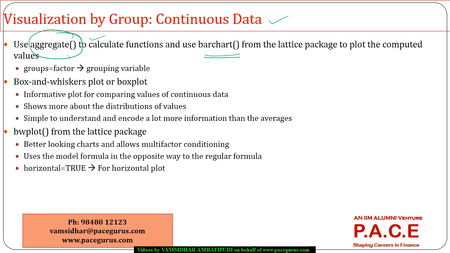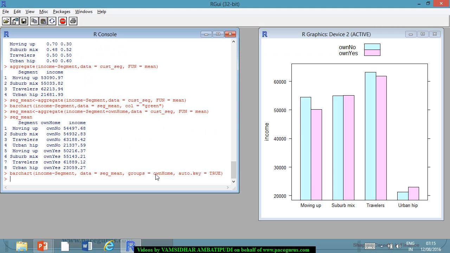So I am able to group factors. The factor will become my grouping variable. This is how I have done it here. If I want to do the same by gender instead of owning a home, now I don't have gender as a part of my data, so I can't create that. But if I want to change the graph a little bit, saying I want segment wise separate groups, but I want it income versus own home.